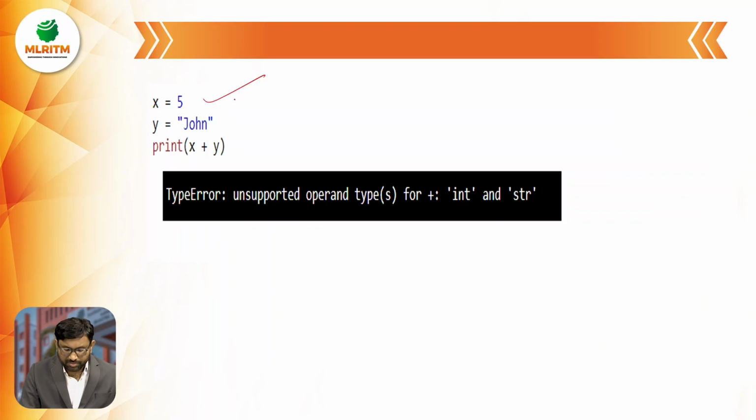Next, x equal to 5, y equal to John. If you observe carefully here, one is integer type, another one is string type. If you want to add the integer type and string type, x plus y, print, it will give an error: type error.